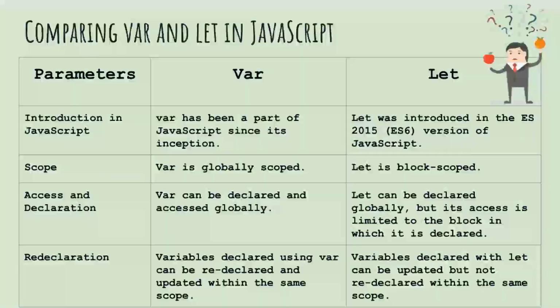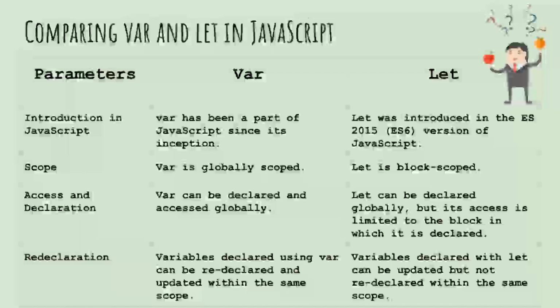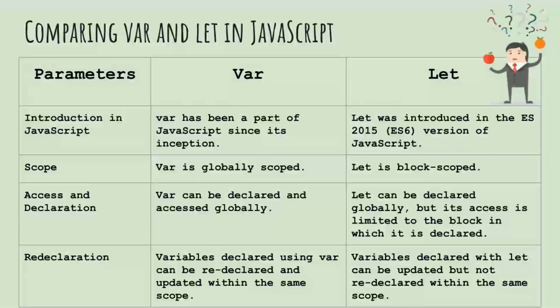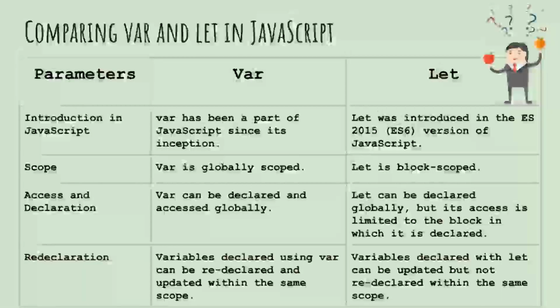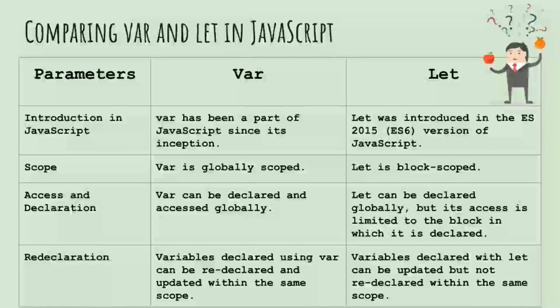Fourth, redeclaration. A variable declared using var can be redeclared and updated within the same scope. A variable declared with the let keyword can be updated but not redeclared within the same scope. This is the basic difference between these two, var and let.